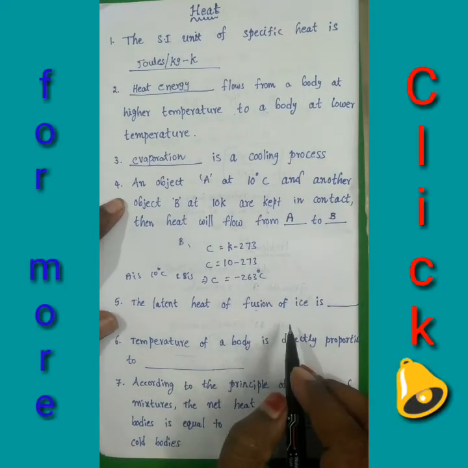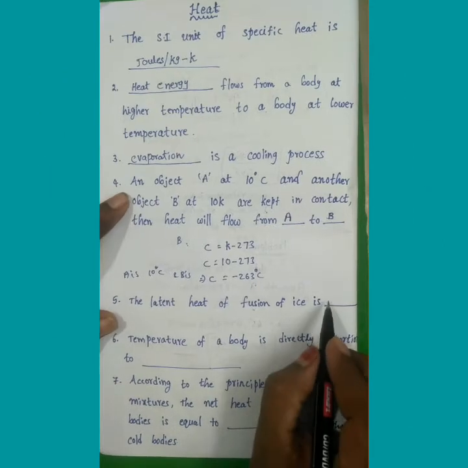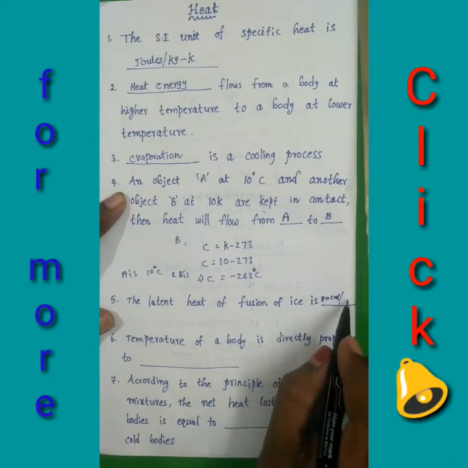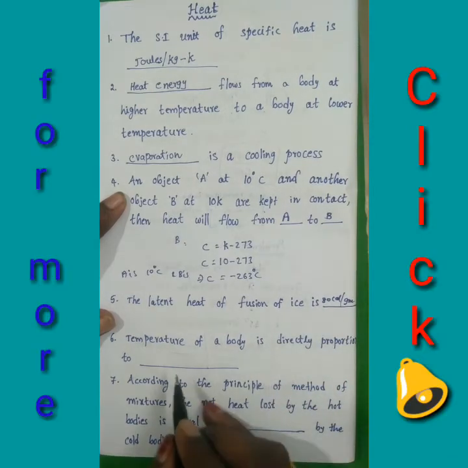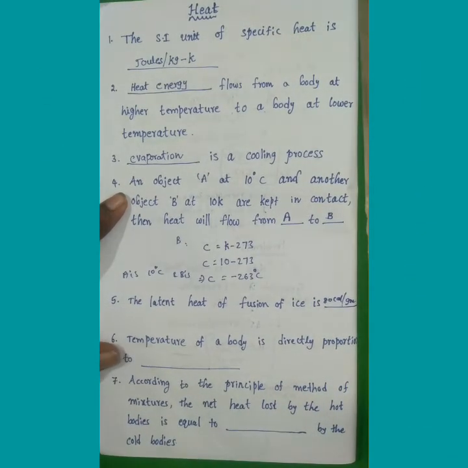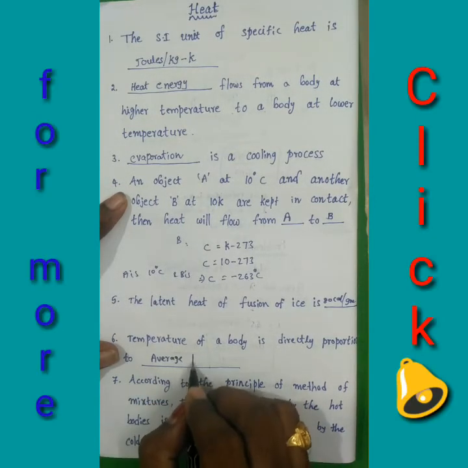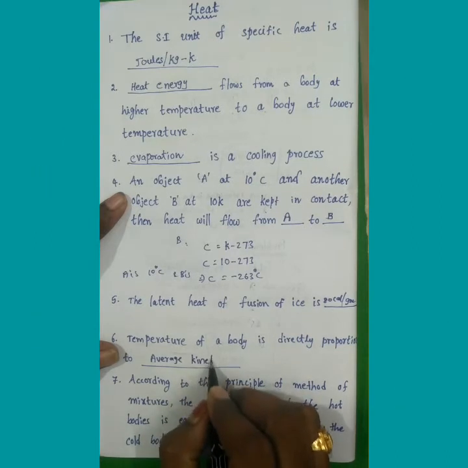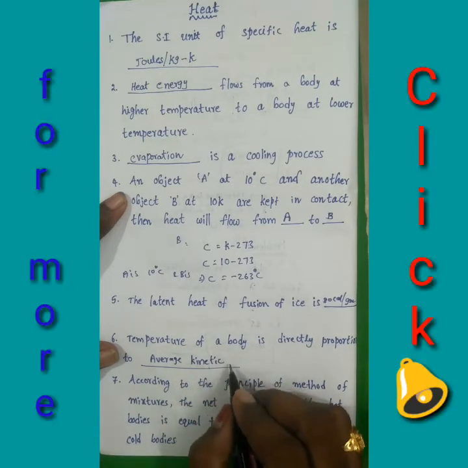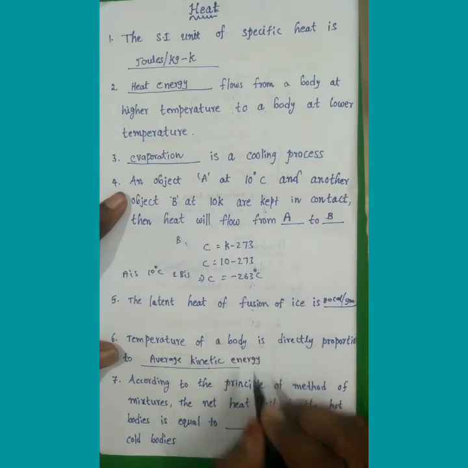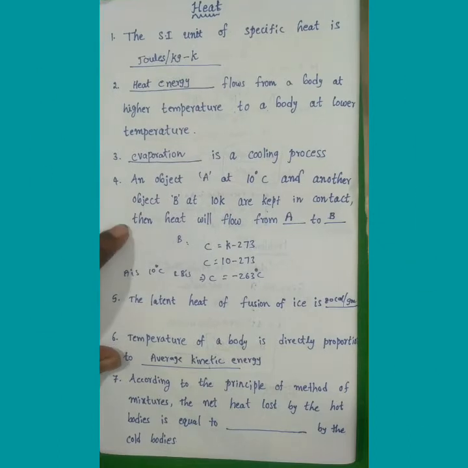The latent heat of fusion of ice is 80 calorie per gram. The temperature of a body is directly proportional to the average kinetic energy. That means if the average kinetic energy increases, the temperature of the body also increases, for the molecules or atoms.